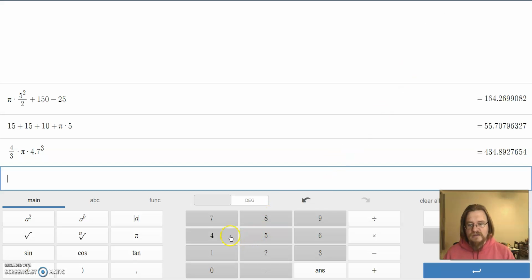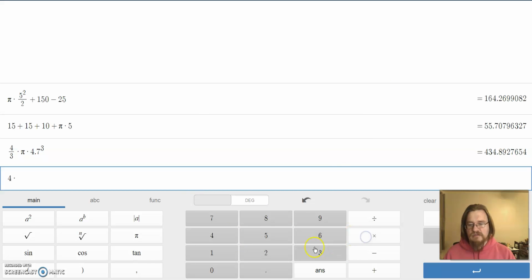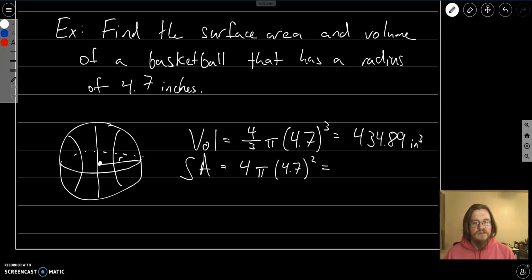So if we come back, this will be 4 times pi times r, which was 4.7 squared. Then enter, we get 277.59, and I'll round there. So 277.59, and this is going to be in inches squared.